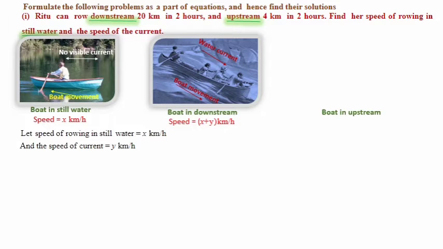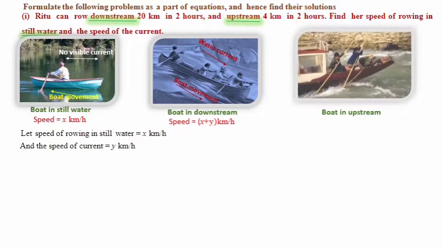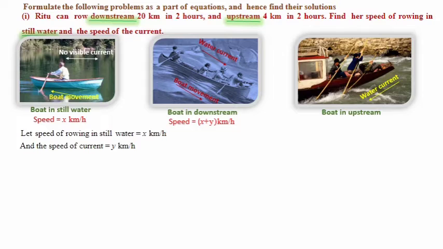And the third case, that is boat in upstream. In the upstream case, when you watch this picture, the water current is towards down, and just opposite to the water current the boat movement is there. So the water current is towards down and the boat movement is towards up, both in the opposite direction. In this case, the resultant speed will be x minus y, meaning we have to apply some force to oppose the water current. That's why here x minus y is coming.